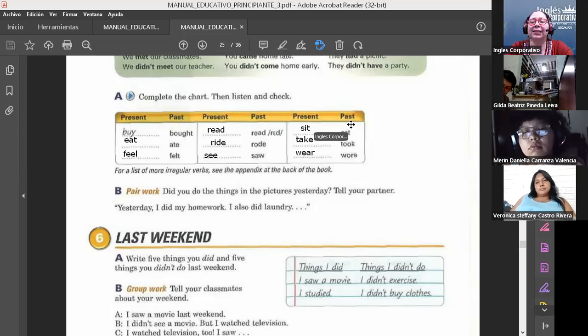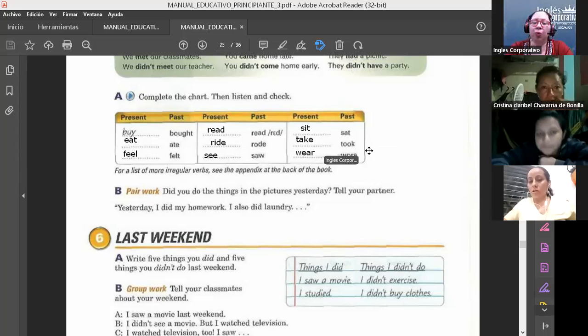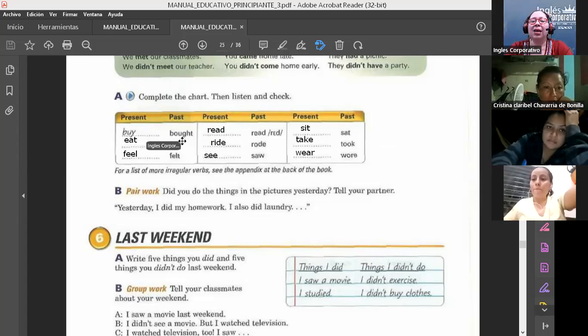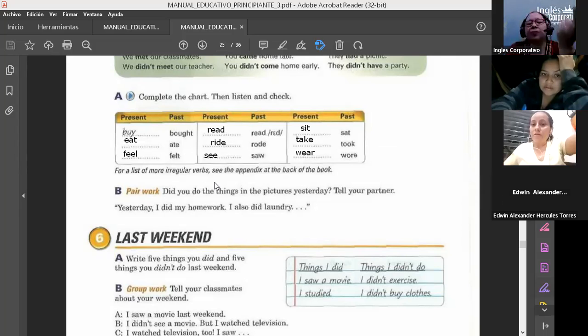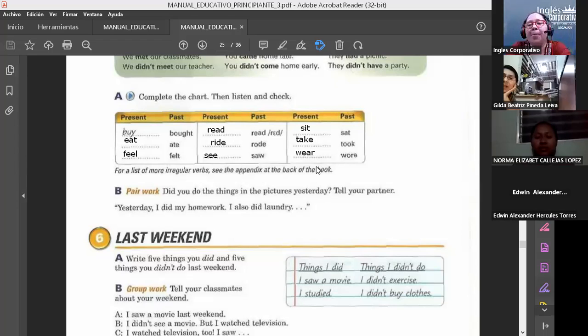Va, vamos a ver. Sit, sat. Sit, sat. Take, took. Where? Took. Or where? Work. Where work. Okay. Vamos a ver entonces. Sería buy, bought, eat, ate, feel, felt. Vale, en este, ¿cómo sería? En la siguiente columna, esta. A ver, todos, please. Very good, very good.